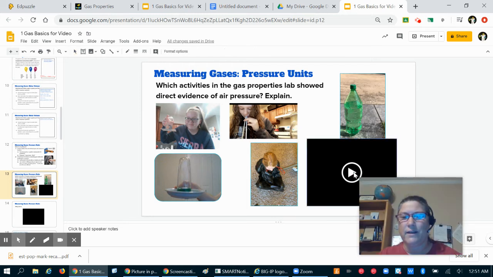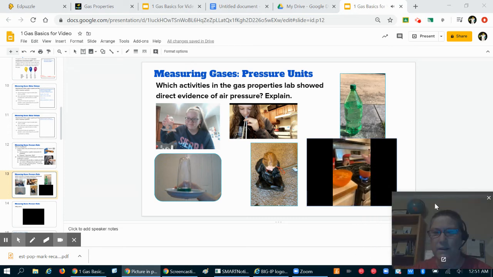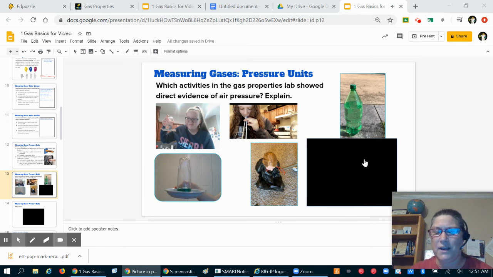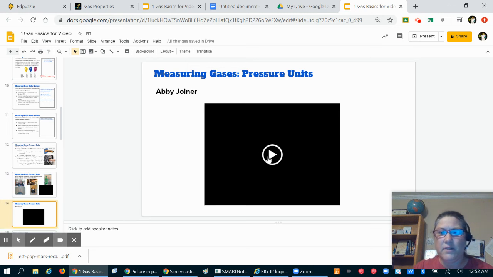And then this one, let's see if I can get it to run. The crush the can. Get my head out of the way there. That one's great. Good job, Abby. That was a good video. So the gas on the inside of the can shrunk, which caused a decrease in air pressure on the inside of the can. Pressure's greater on the outside, so the can gets crushed.